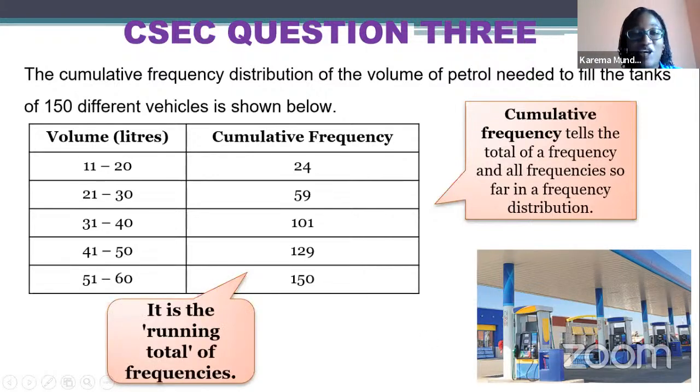So the cumulative frequency, for those who may have missed it this morning, tells the total of a frequency and all frequencies so far in the frequency distribution. That's why we call it a running total. So we keep on adding each time, right? So the things are accumulating. Notice in the very last row, our final cumulative frequency, 150, actually corresponds with the total number of vehicles that were in this data set. All right, so let's see what we're asked.